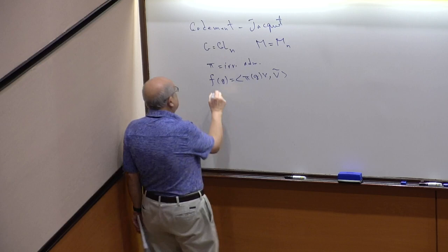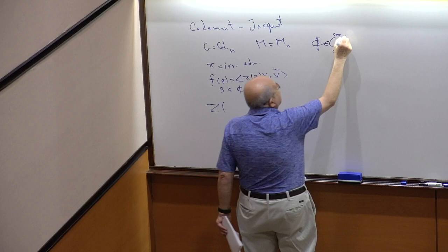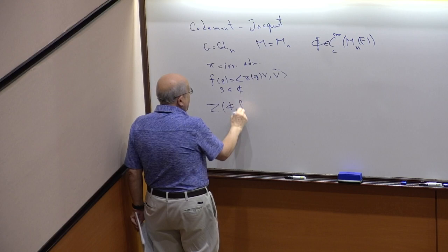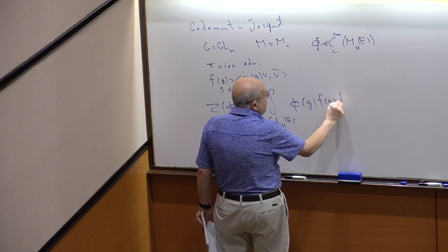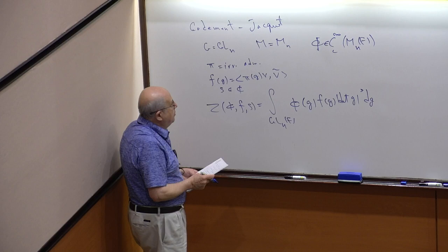And we have the zeta function. I take, of course, a function phi in C_c^infinity of M_n of the field F. And then you look at Z of phi, f, and s, which is just the integral over GL_n of f of phi of g, f of g, determinant of g to the s, dg. This is the famous zeta function, which just generalizes Tate's thesis of Godement and Jacquet many, many years ago. And then they prove a functional equation.